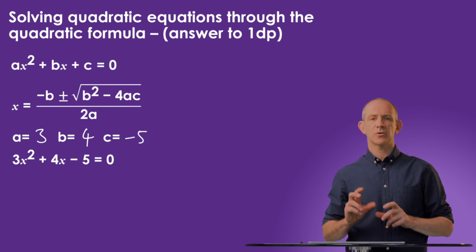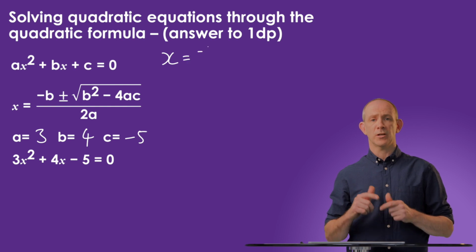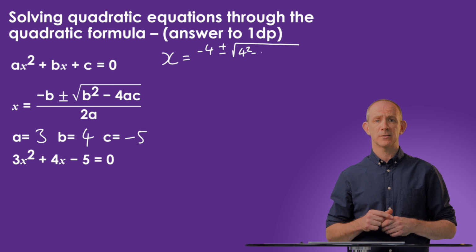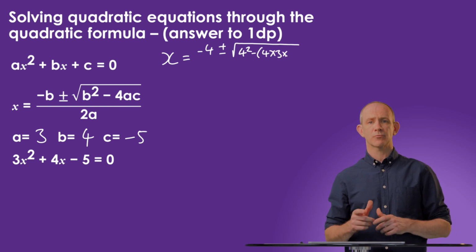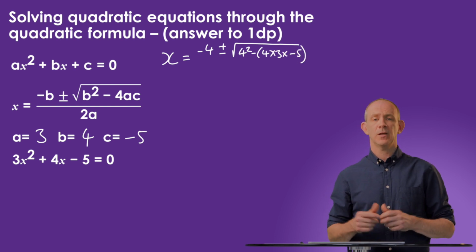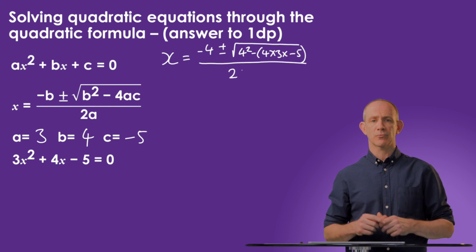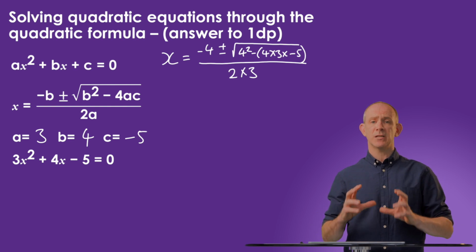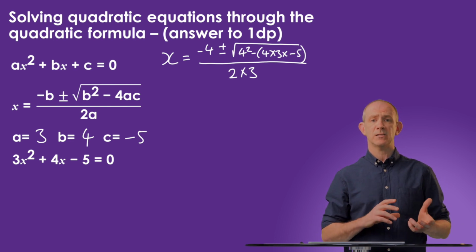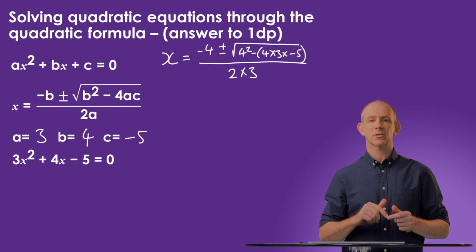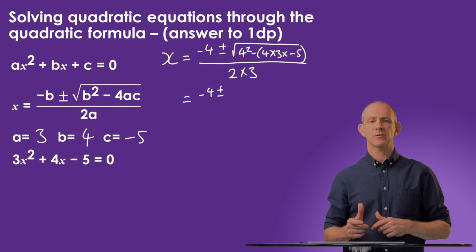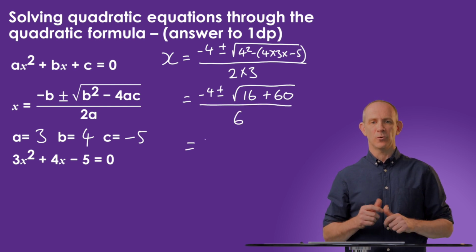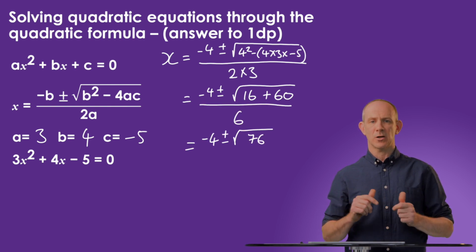So we'll substitute those values in to the equation like this. Minus 4 plus or minus the square root of 4 squared minus 4 times 3 times negative 5. And all of that will be over 2 times 3. So next we can simplify what's underneath the square root symbol and get negative 4 plus or minus the square root of 16 plus 60 over 6, which we can then simplify to be negative 4 plus or minus the square root of 76 over 6.